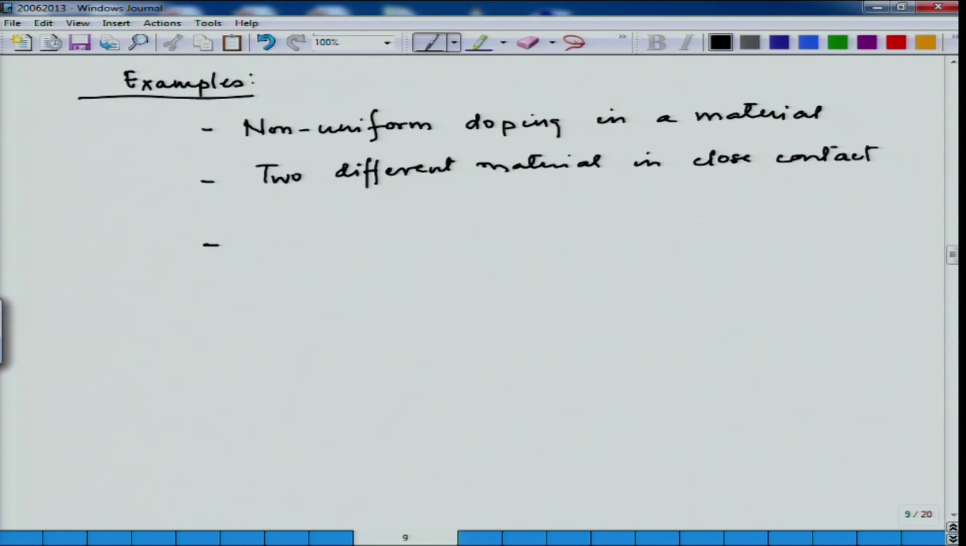There are other ways in which you can have a concentration gradient, and that is by carrier injection across a device. Carrier injection in the device will lead to non-uniform carrier concentration, and diffusion will become important. One can also have photo generation of carriers.